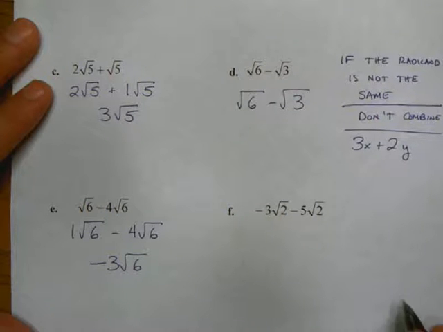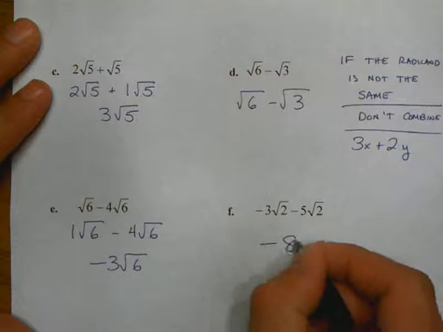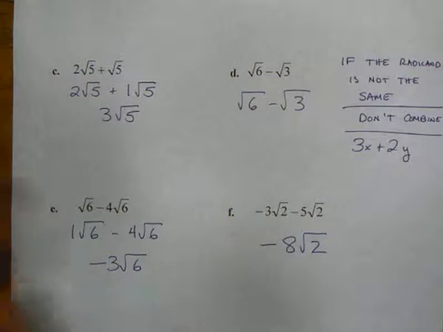1 square root of 6 minus 4 square roots of 6 is negative 3 square roots of 6. And negative 3 square root of 2 minus 5 square root of 2 is negative 8 square root of 2. So in summary, if the radical sign on the inside is the same, you can combine them.